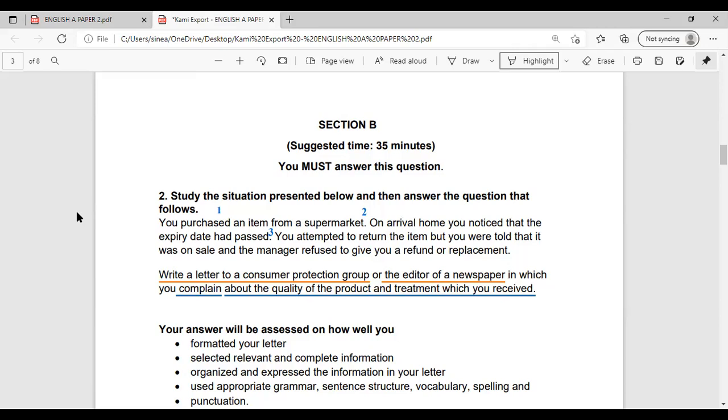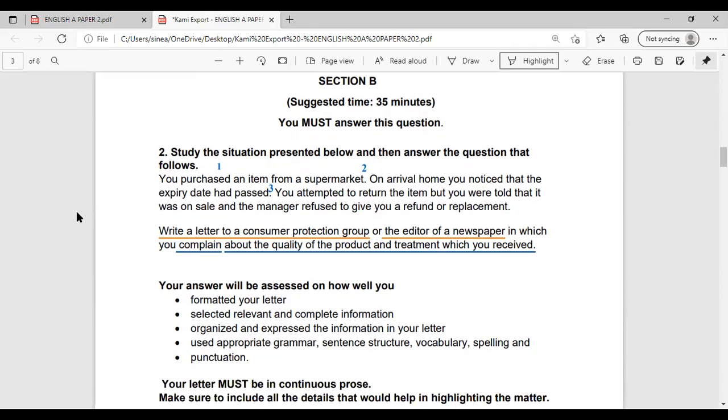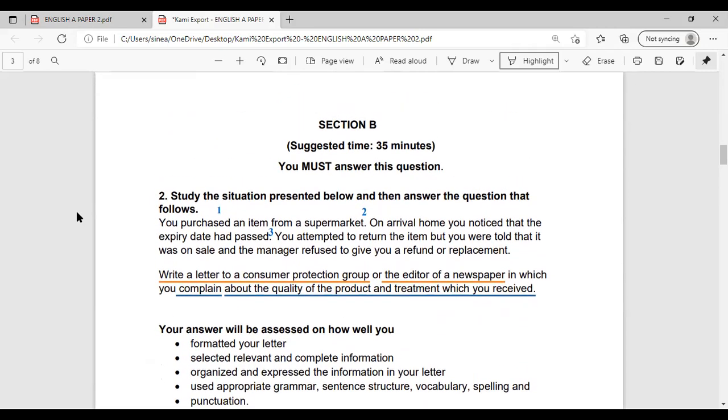I'd say it's easier to write to the consumer protection group than the editor in this section. However, please note that the editor is also an option. They can possibly bring a letter and ask you to write to the editor of a newspaper. I am also going to upload some revision on writing letters to the editor by Monday.